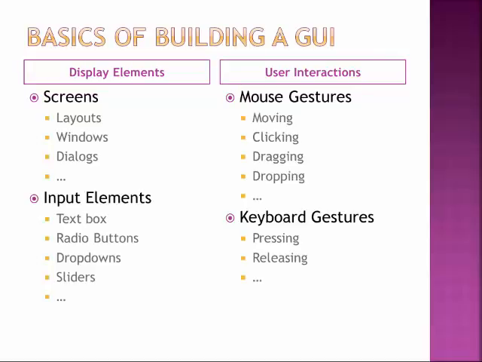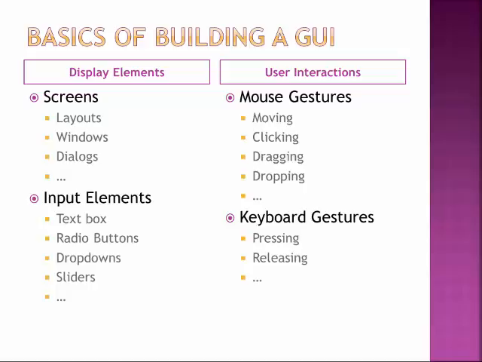And so when we're building a GUI, there's a couple things we want to be aware of. There's the display elements, which is the screens that go up and how we put those screens together, and the input elements that we're going to be talking about. And then there's the user interactions, and that's largely coming down to keyboard and mouse gestures that are going to be happening. So as we go and talk about screens, we're going to see how do we lay out screens, how do we build windows and dialog boxes and all this sort of stuff.